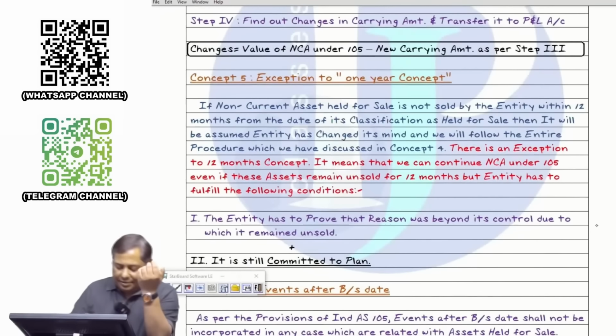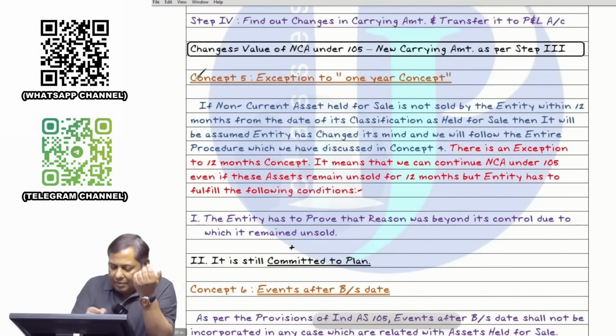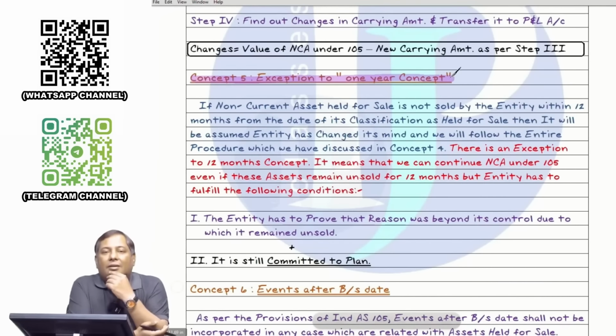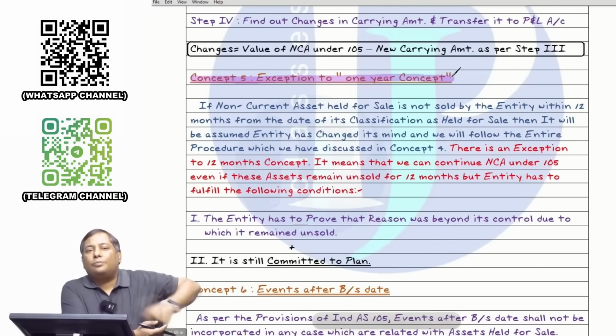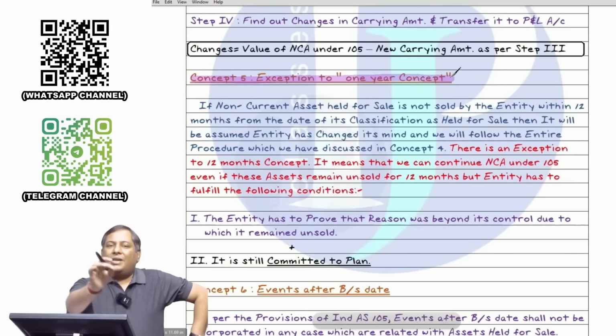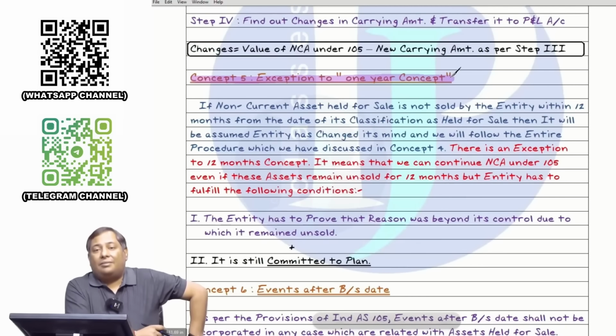Now concept 5. This is our 5th concept. What was taught in this? So students, I taught that if any entity is unable to sell its held for sale assets within 1 year, then we have declared an asset is held for sale. The condition is that the procedure should be completed within 1 year. So if the asset is not sold.